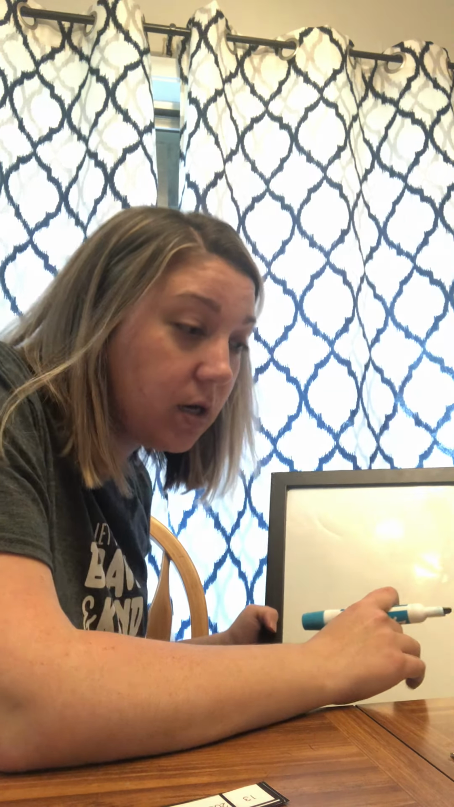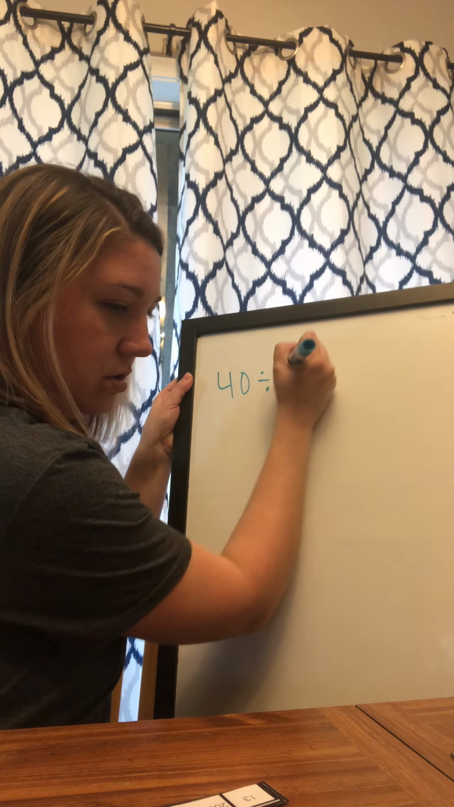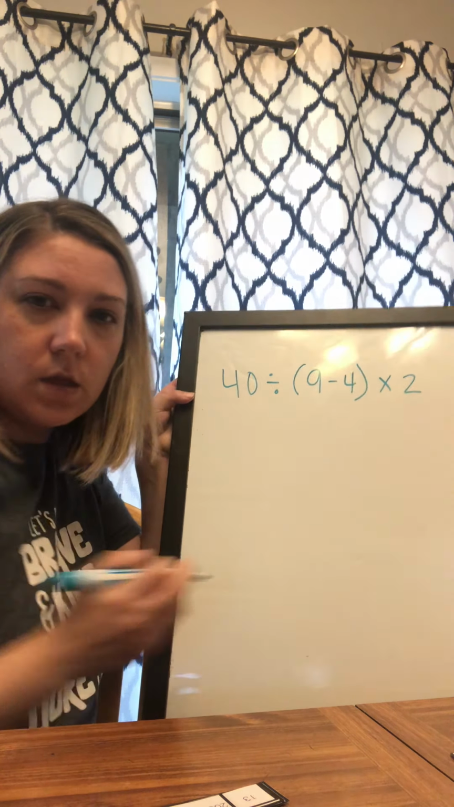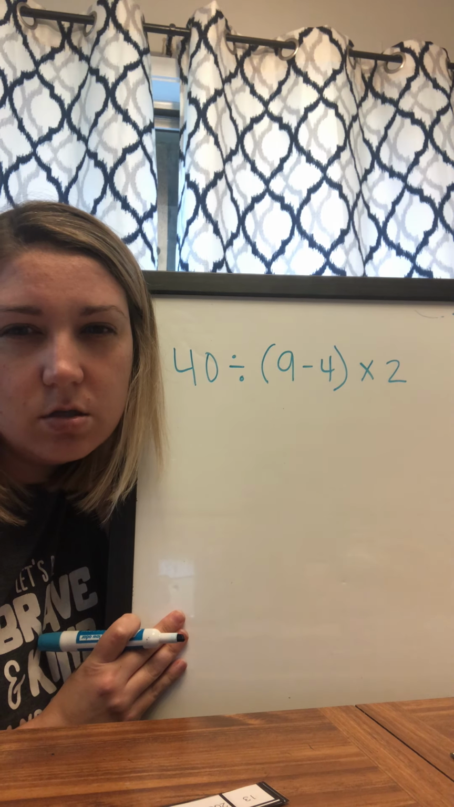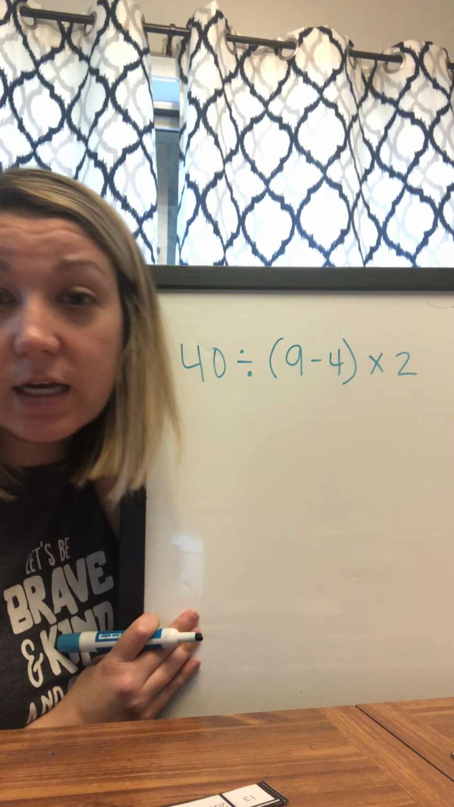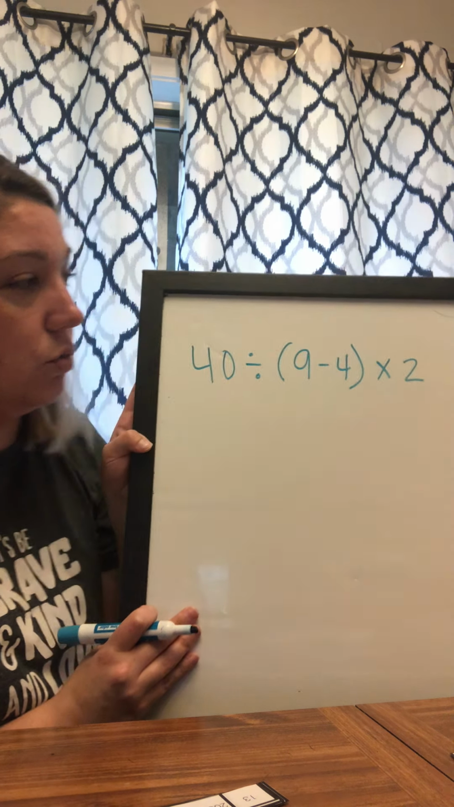So the start strip, I'm going to go ahead and work this one out for you. Now, just realize that I'm doing the best that I can with what I have at home. So I'm going to use Cameron's little whiteboard, and we're going to work this out. Okay, so the first equation says 40 divided by (9 minus 4) times 2, okay?